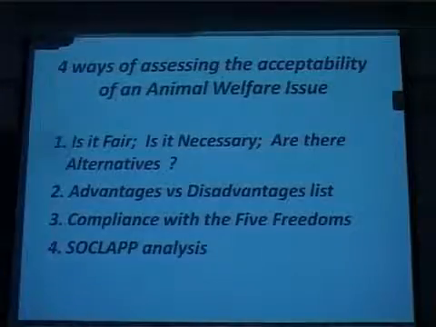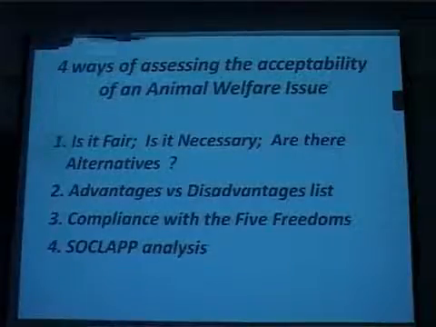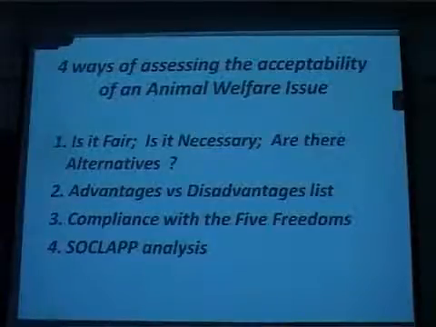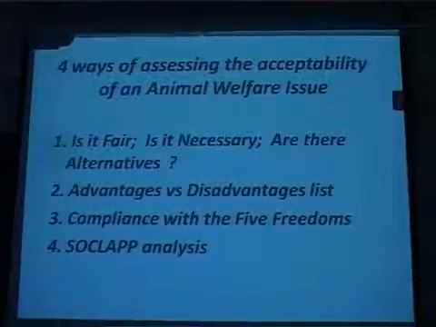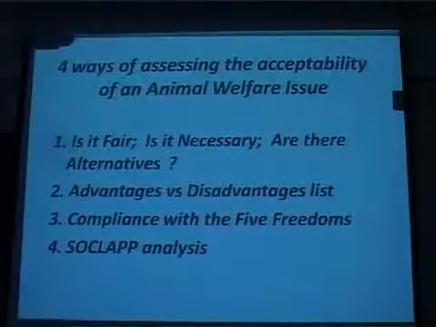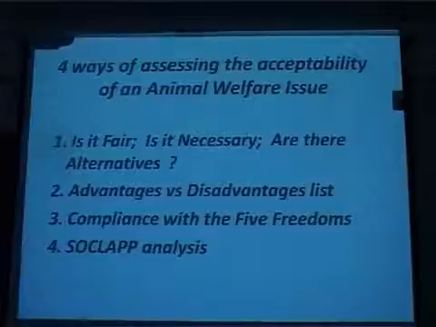The first way of analysing what is right or what is wrong is what I call an is it fair analysis. And you ask 3 questions. Is it fair on the animal? Is it necessary? And are there alternatives?